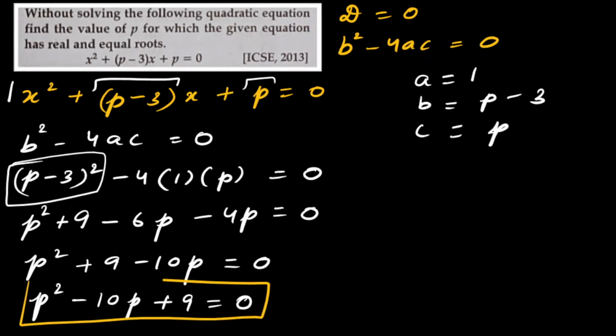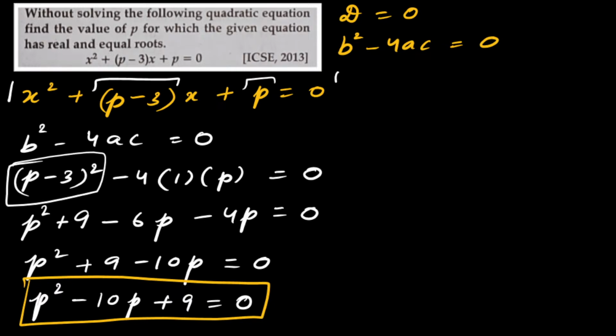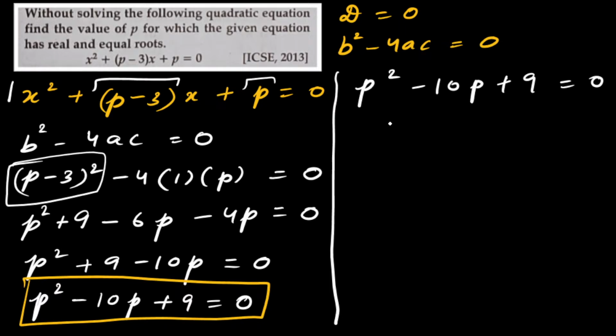Again you can see we are getting a quadratic equation, with the variable p here. So let us solve this quadratic equation, p square minus 10p plus 9 is equals to 0. Those who are comfortable using the quadratic formula, you can do it with the quadratic formula.